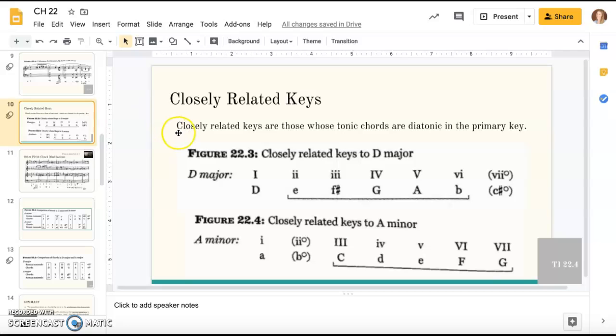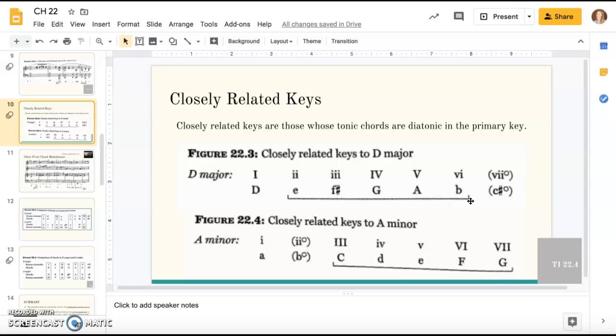So, closely related keys are basically any chord that comes from this diatonic pitch collection within the key. So in D major, any of those chords built on the 2, the E minor chord, the F sharp minor chord, the G major chord, and so on, any of those chords that naturally occur in the key of D major are considered to also be closely related keys.